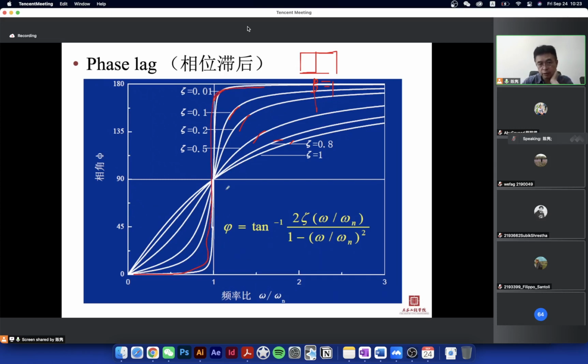So this is a very important observation for any damping system. In the resonance case, the delay, the time phase lag between the displacement of the system and the load, will be 90 degrees.